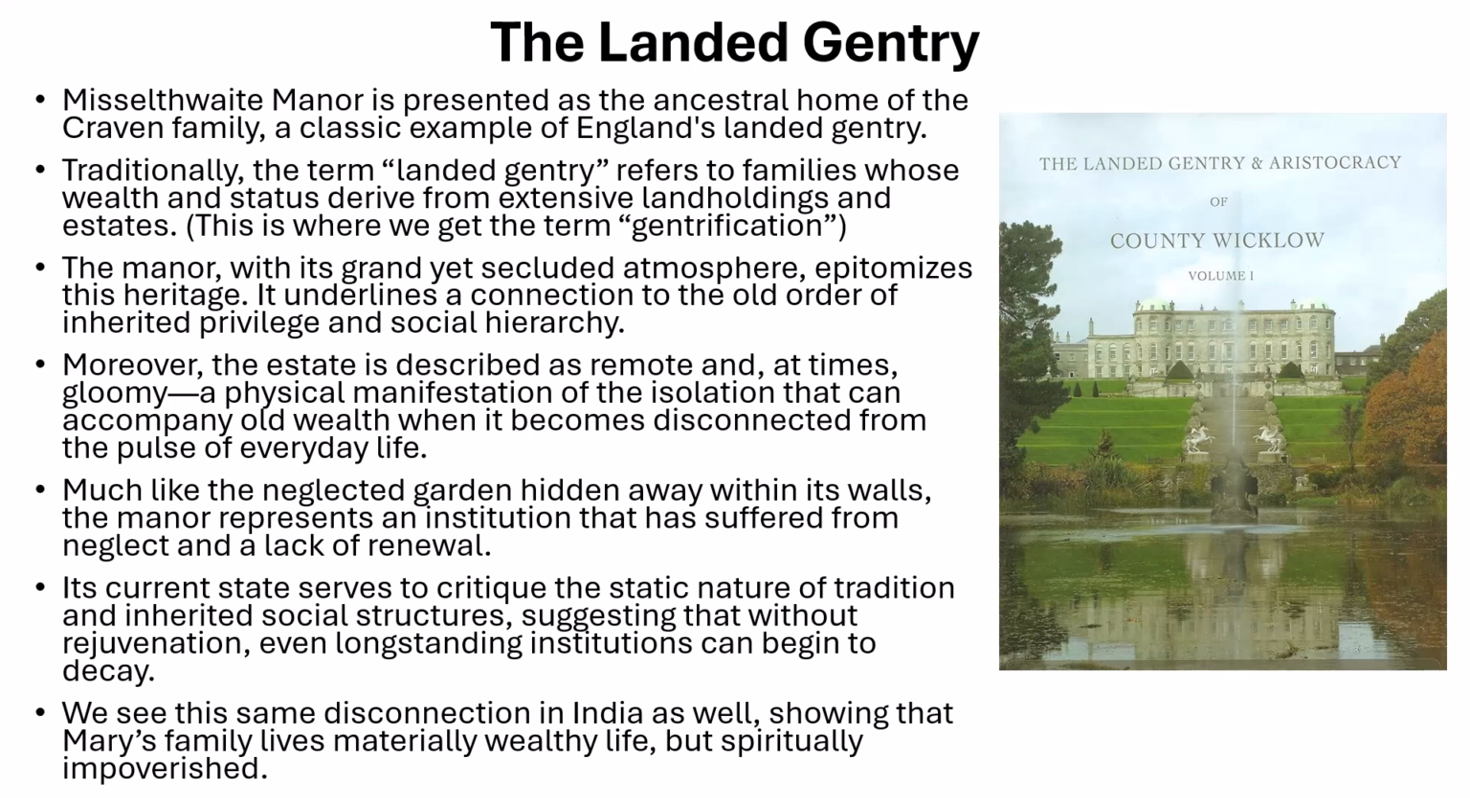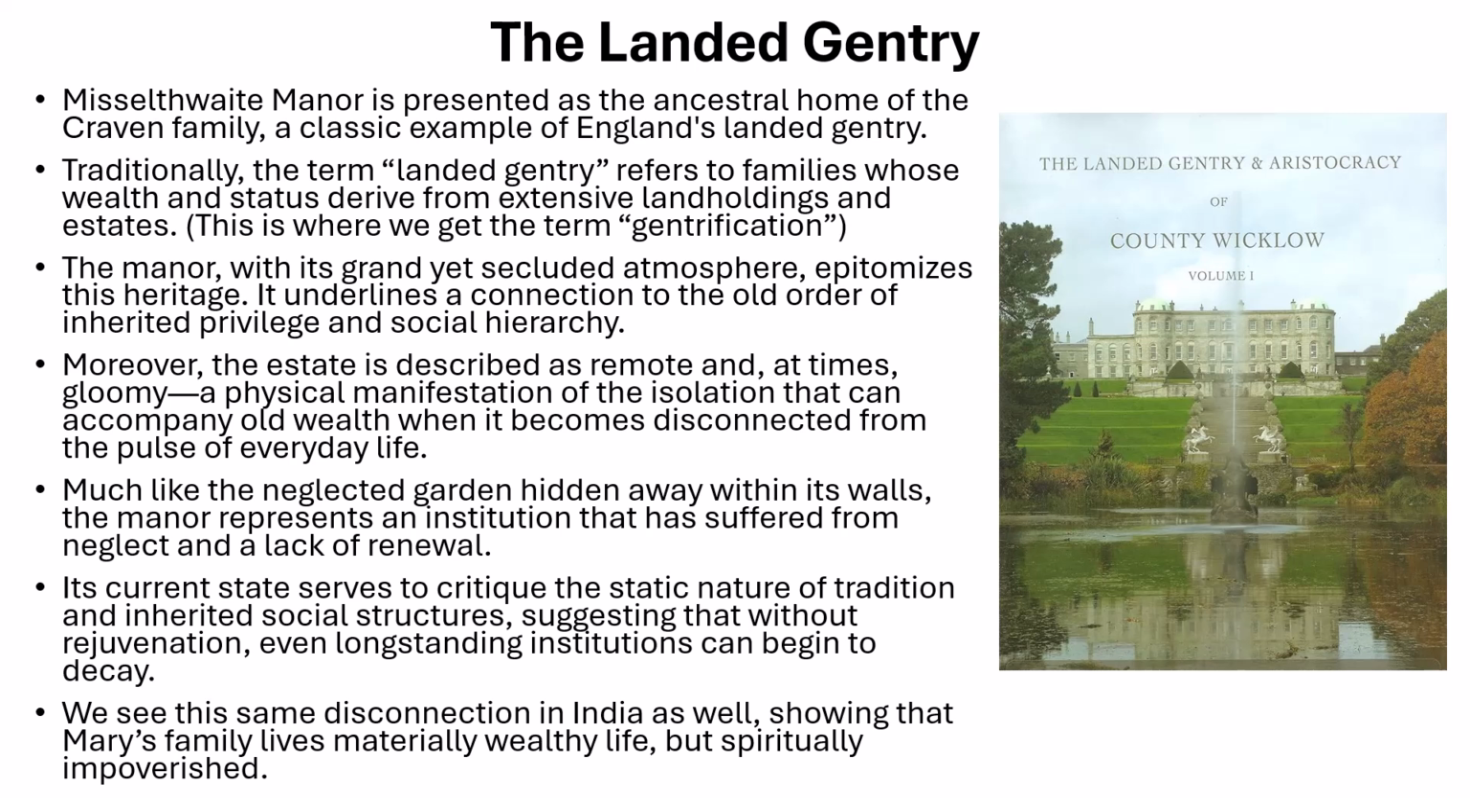So this manor that we have in the book, Misselthwaite Manor, really is meant to represent the landed gentry. It's a classic example of an ancestral home. We have a grand but very secluded atmosphere. So the estate is sometimes described as remote, as gloomy. It's this real symbol of the isolation that can come from old wealth, especially when it becomes disconnected from the pulse of everyday life. Mary's uncle is very clearly represented by this house, right?